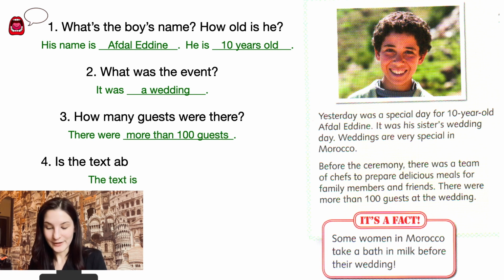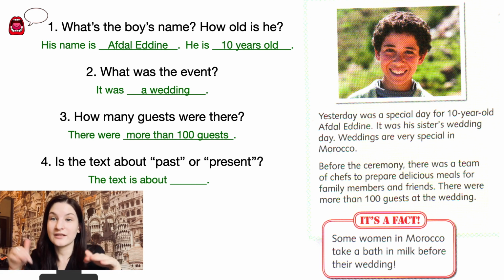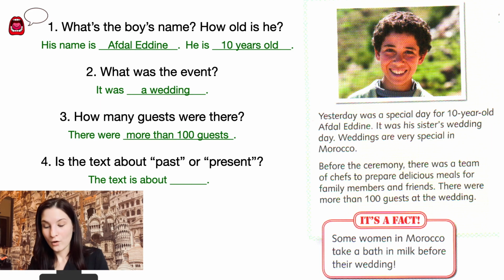And question number 4. Is the text about past, прошлое, or present, настоящее? So look carefully. Are they talking about some events that were in the past or that are happening now? Of course, the text is about past, о прошлом. It's about yesterday, according to the text, right?